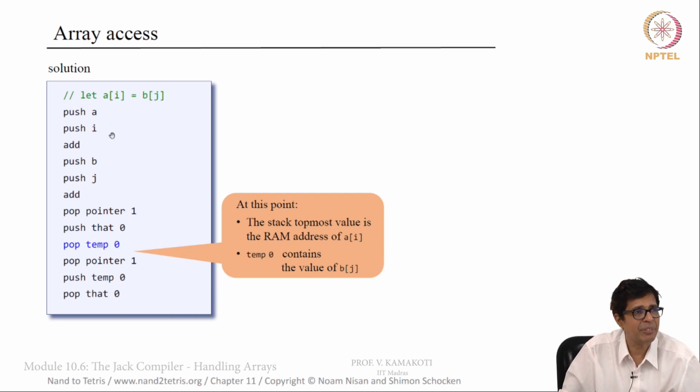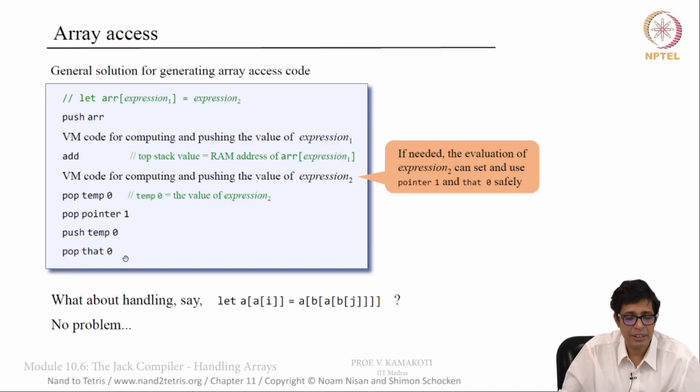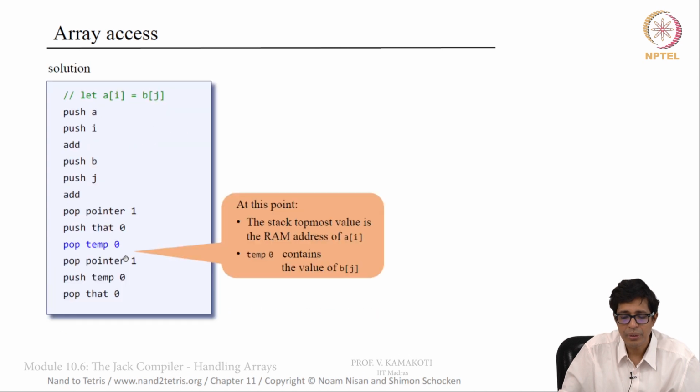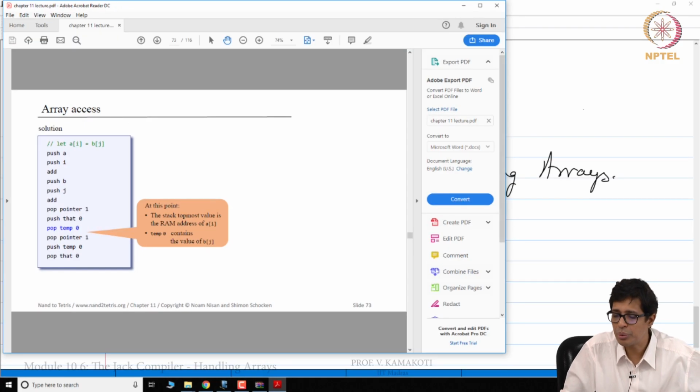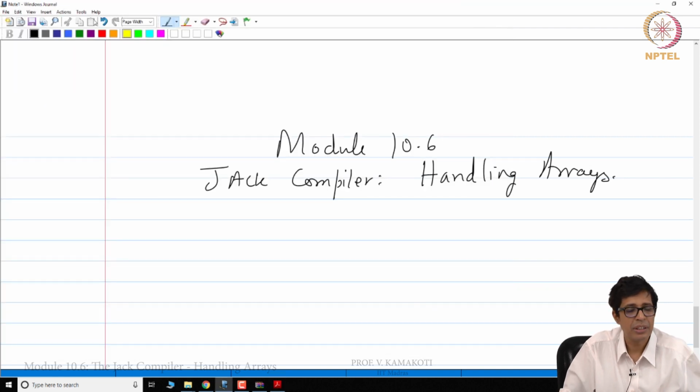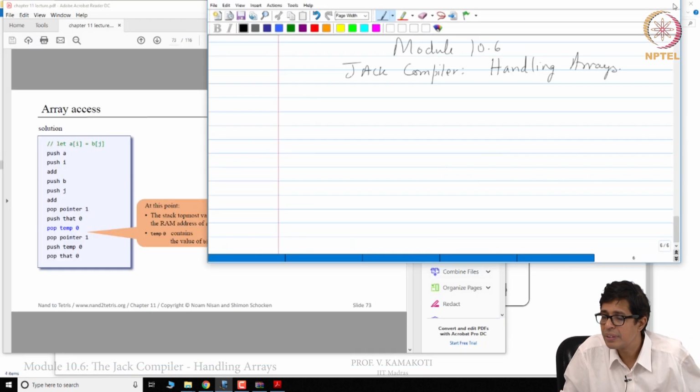This A plus I will be on the top of the stack, where I need to store that value. At that, I pop pointer 1, then I say push temp 0, then I say pop that 0, right. So this is the thing that we need to do in general, okay. I will just try and explain this a bit for you, so that we have a little more clarity on this.